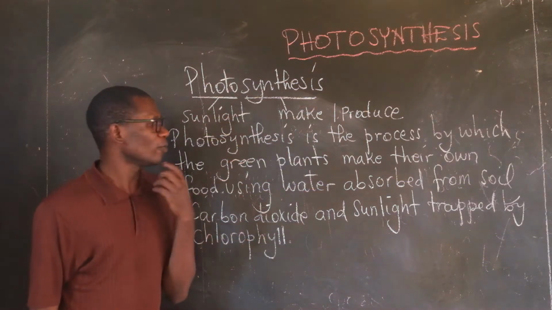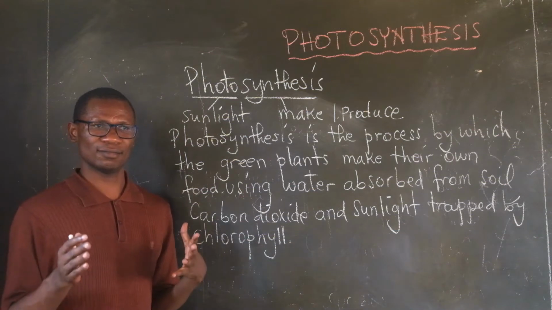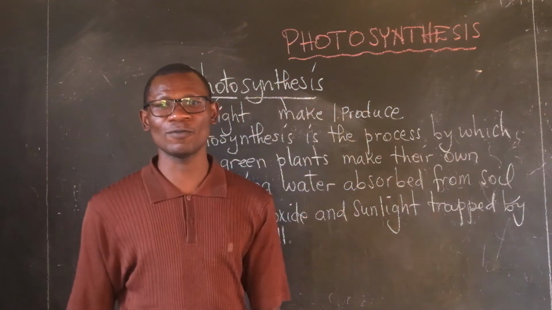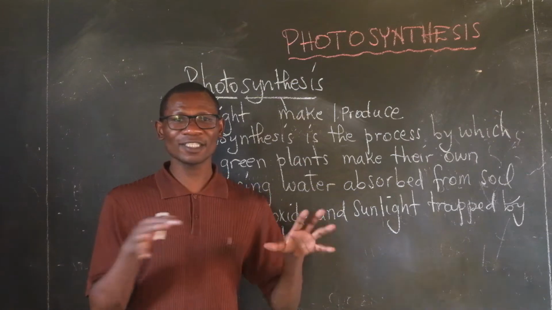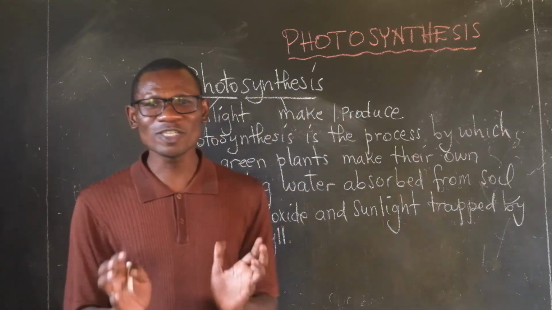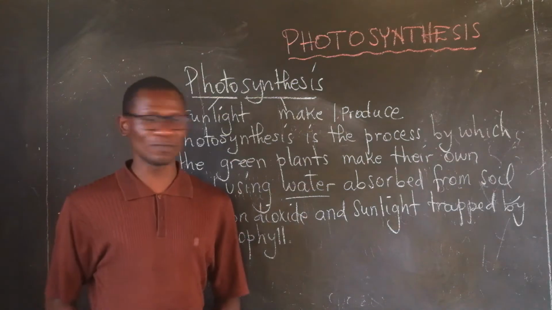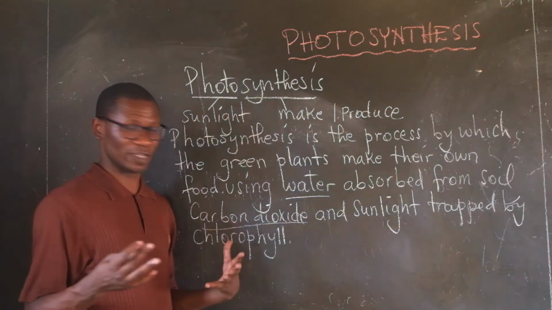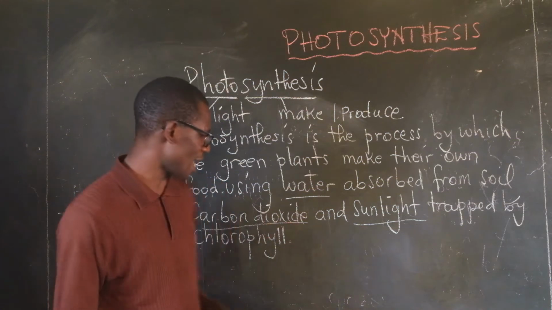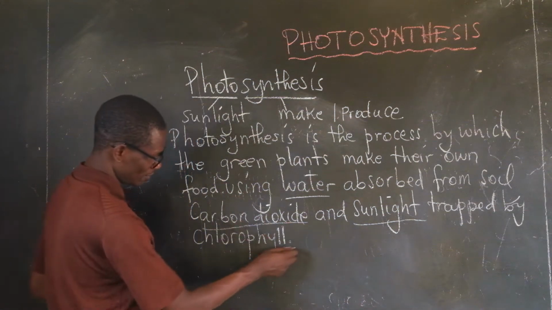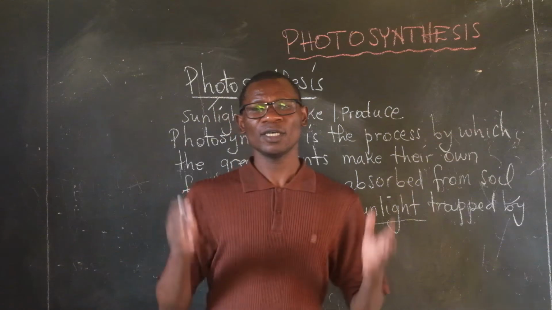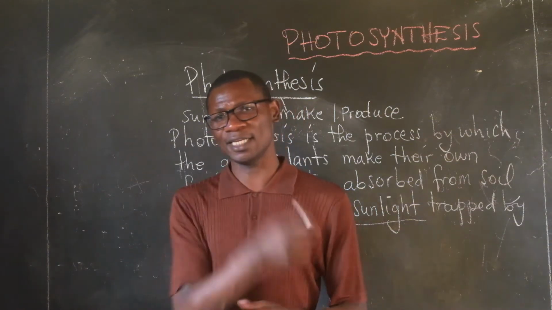From the definition, we see that the plants are able to make their own food. You will never see the plants going to the market to buy food the way we do it. You will never see the plants planting crops or growing crops for food. They are able to make their own food using the water from soil, using carbon dioxide from atmosphere, and using the energy, which is the sun, right? Or the solar energy from the sun. And that sunlight is trapped by the chlorophyll. Remember, this chlorophyll is the green pigments. It is the pigment which make the plants to be green in color.